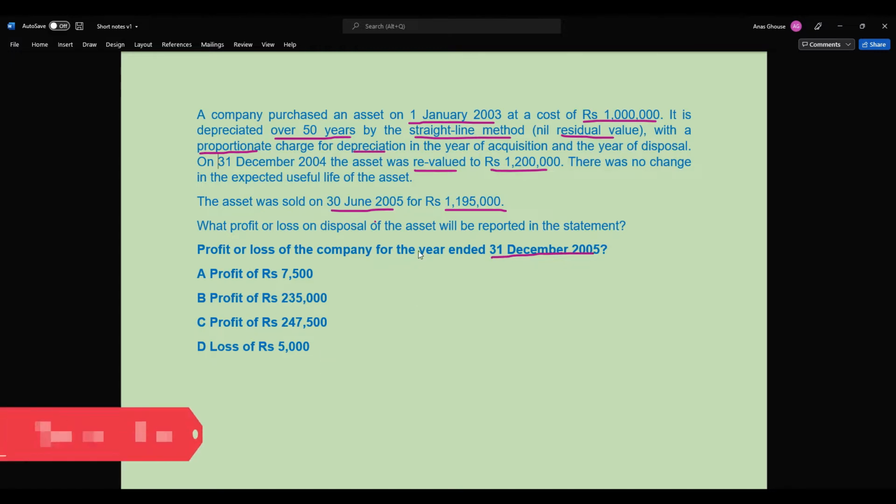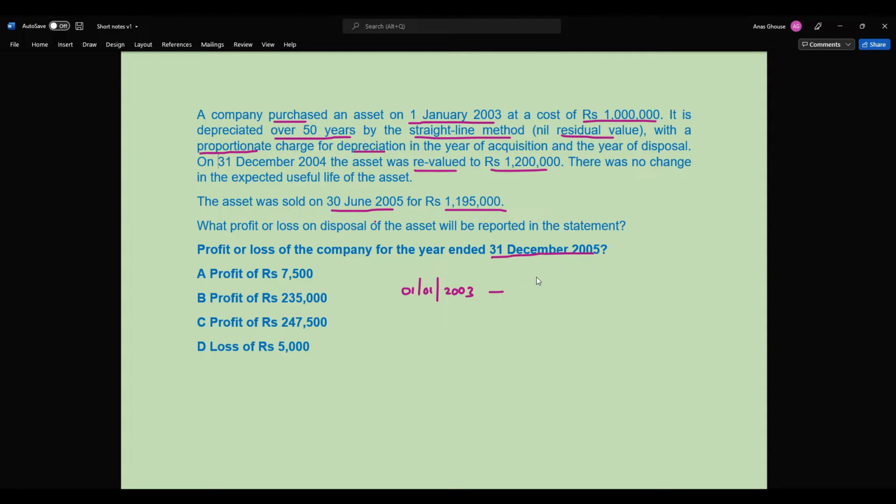Okay, first of all, the asset was purchased on 1st January 2003. For how much? For 1 million. I will take it in thousands. It is depreciated over 50 years, so the depreciation should be 1 million divided by 50 years. There is no residual value, so straight away we can calculate the depreciation, which is going to be 20 per annum.